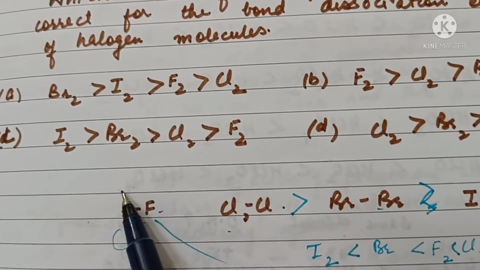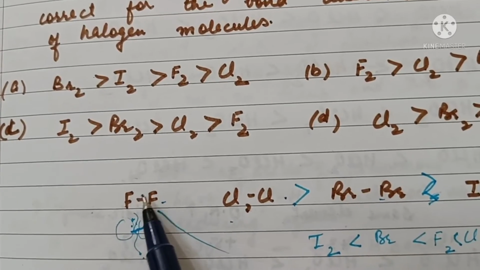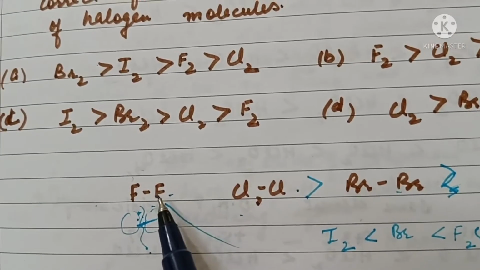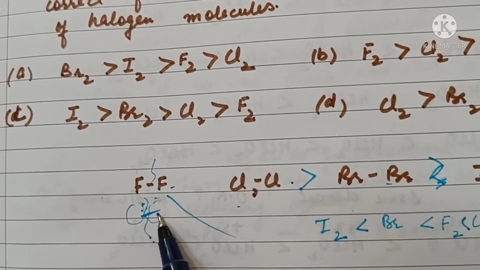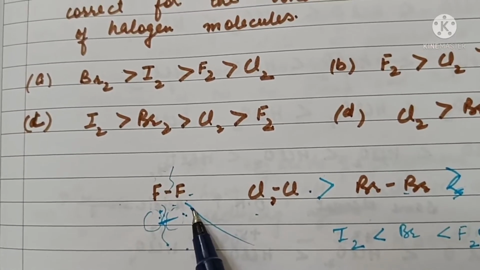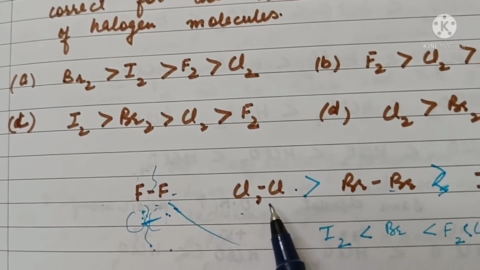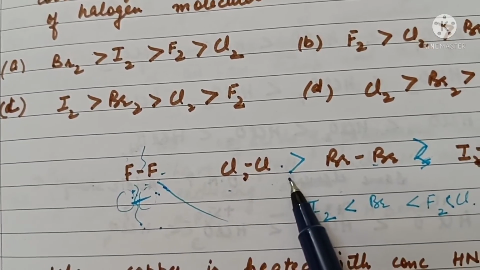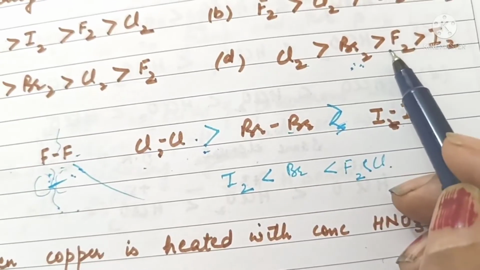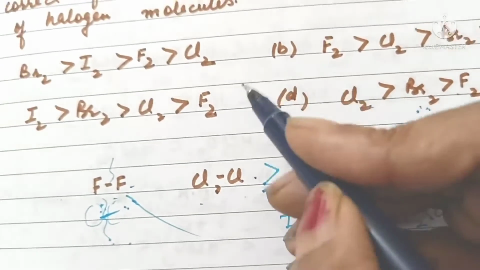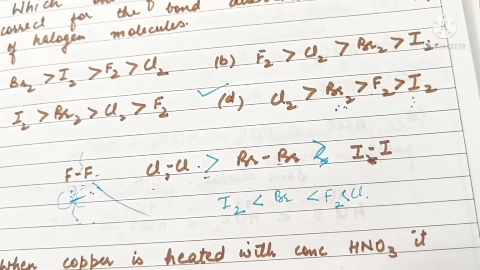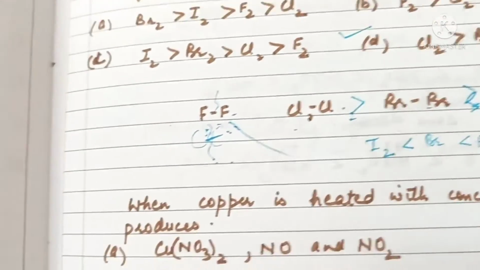But because fluorine atoms are small, the lone pairs of electrons cause big repulsion, so the bond breaks very easily, and so the bond dissociation enthalpy is less than that of chlorine. So chlorine has the highest bond dissociation enthalpy. Then after chlorine, bromine, then comes fluorine, and least is iodine. So option D is the correct answer. Chlorine is more than bromine, is more than fluorine, is more than iodine.